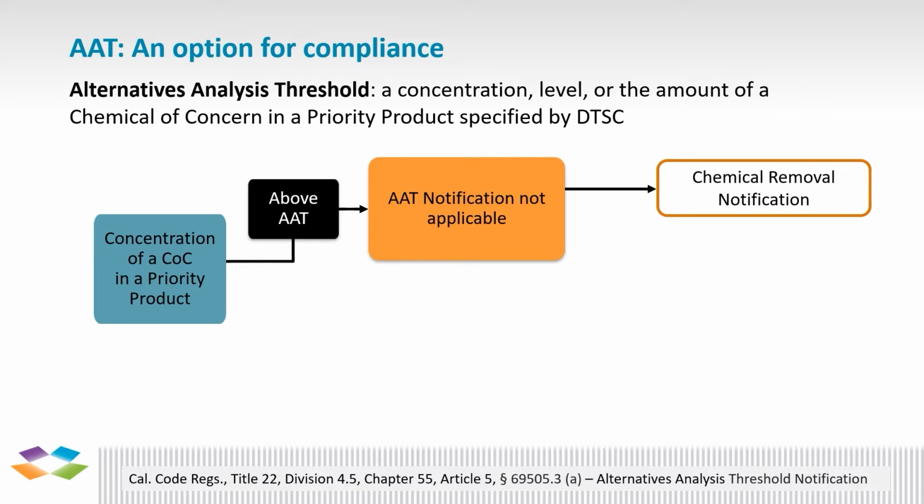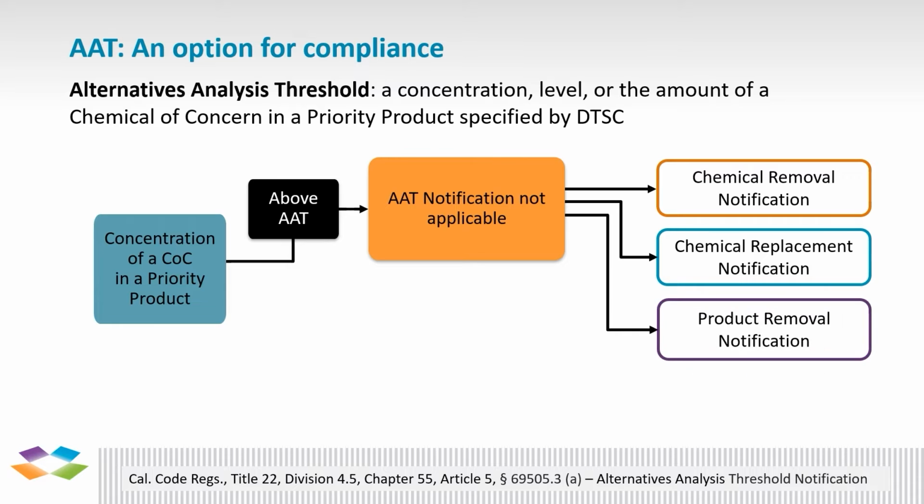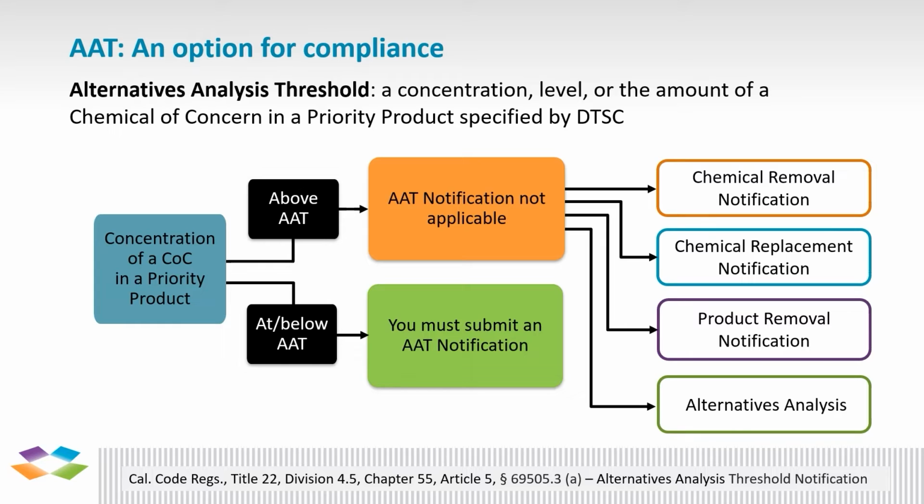This can be removal or replacement of the chemical, removal of the product from the California market, or conducting an alternatives analysis. If the concentration of the chemical of concern in your product is at or below the AAT, you may not need to conduct an alternatives analysis. You will need to submit an AAT notification, or AATN, to request an exemption from completing an alternatives analysis or one of the other compliance options.